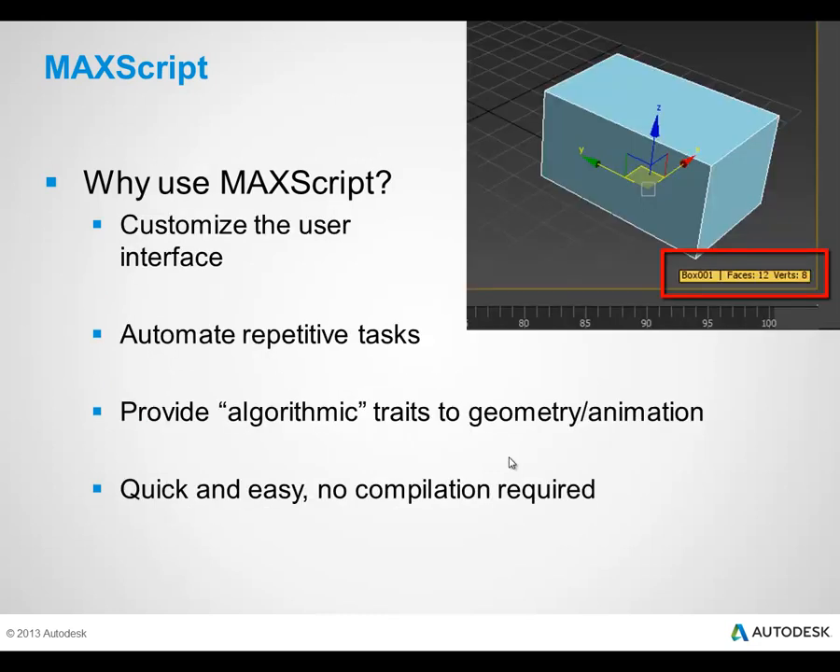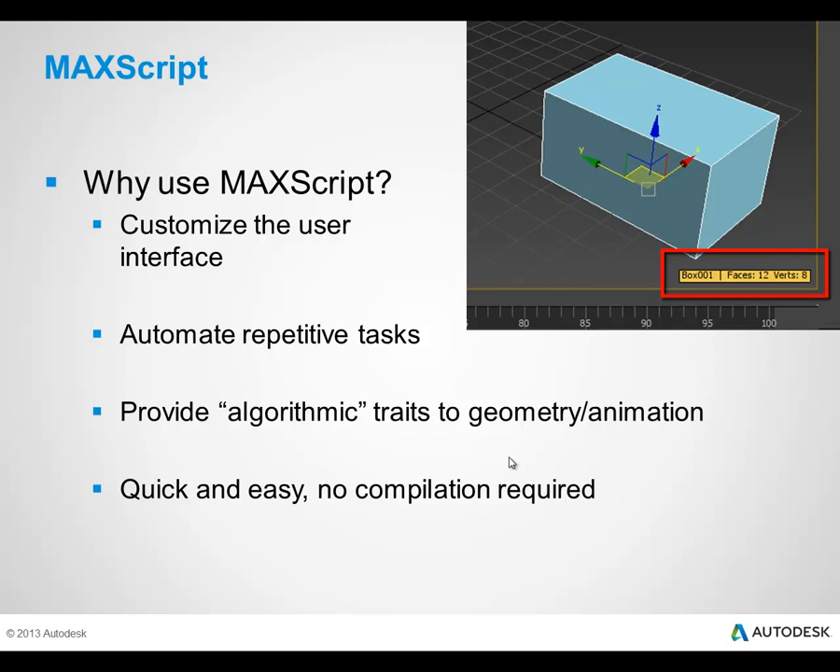So again, why would you use it? Well, customizing the user interface is a big one. Automate any kind of repetitive tasks. So what you can do is create a script that says, okay, take the selected node and iterate over its geometry and separate the geometry into individual faces. To do that manually is a lot of work through the user interface, and that's something you could script. And then you could add that script to a menu item, so it's very easy to just click it and you're done.